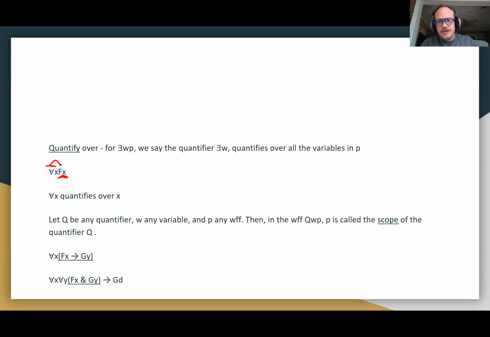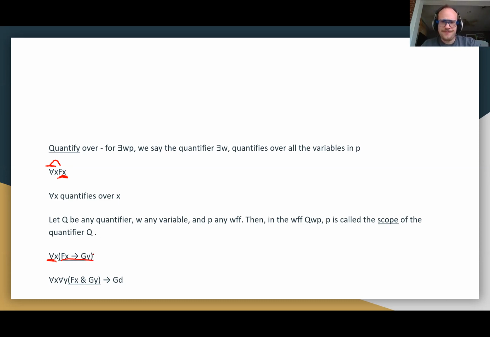So another term that's going to be really important for describing the properties of quantifiers is scope. So the scope of a quantifier is the well-formed formula that the quantifier quantifies over. So quantifying over describes the variables. The scope describes the well-formed formula. So the universal quantifier x here has the scope of this entire well-formed formula.